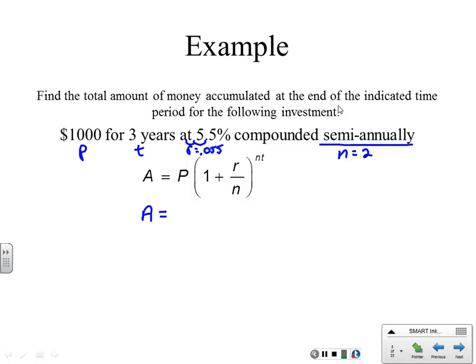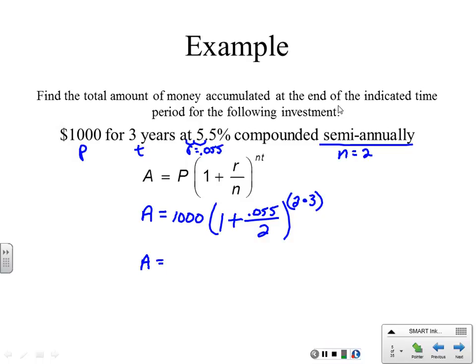So if we plug in, you're going to have 1,000 times 1. That's just the standard 1 plus your rate, .055, divided by your N, which is 2, raised to the 2 times T, which is 3. And if you want to go ahead and put 6 there, you can. We can do that math in our head. Now, from here, I suggest that you put it all in your calculator and hit equal. But that's up to you, and it's up to your calculator.